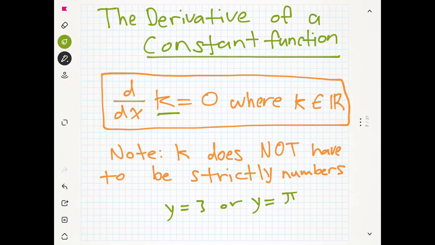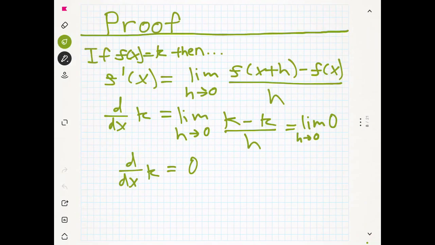When we find a derivative, look at the notation. They use d over dx, which means we're trying to find the derivative of a constant k, and it is equal to 0. That's a very straightforward rule. Whenever you find the derivative of just a constant number all by itself, such as in these two examples, it will always be equal to 0, where k is equal to all real numbers. And note, k does not have to be strictly numbers. It can be symbols like I just showed you, symbols that represent numbers. So that's the first rule.